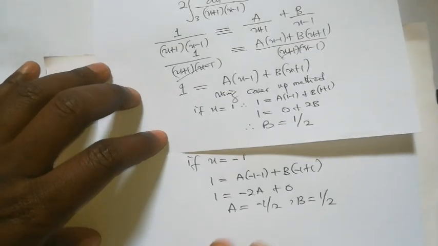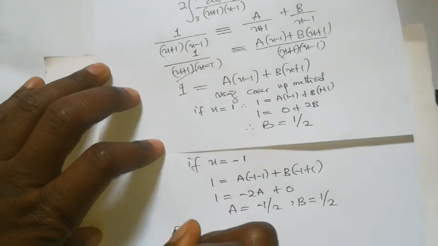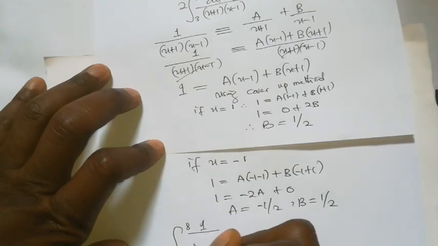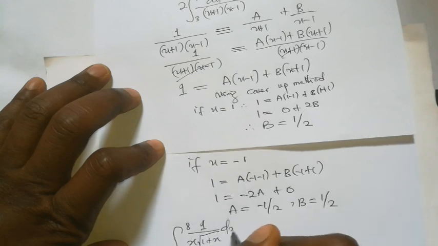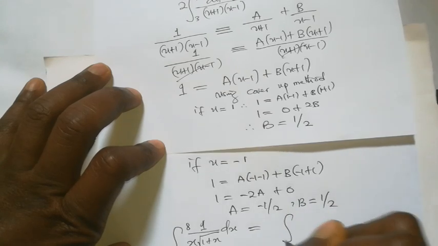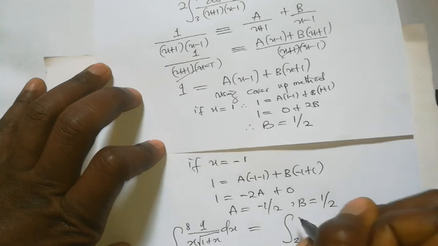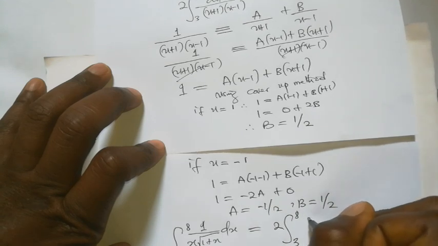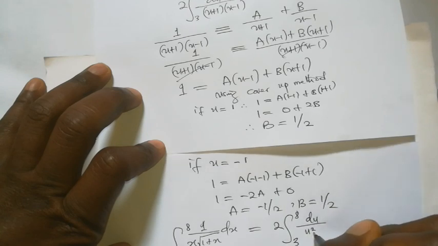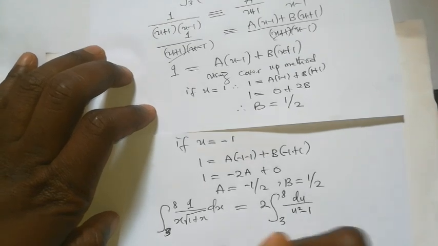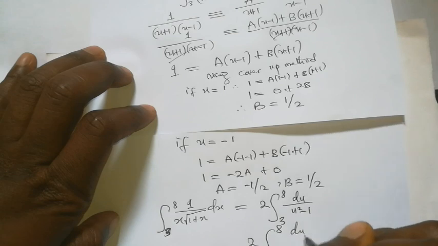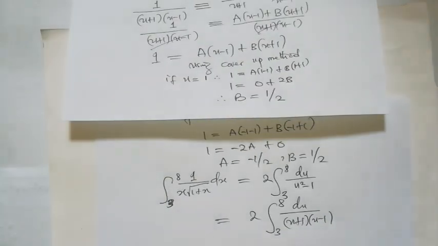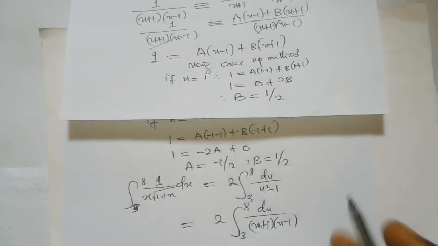So we are progressing. Our main equation says we have the integral from 3 to 8 of 1 all over x square root of 1 plus x dx, which we later said is the integral from 3 to 8 of 2 du all over u squared minus 1, which we evaluated to be 2 times the integral from 3 to 8 of du all over (u plus 1)(u minus 1). You get it?